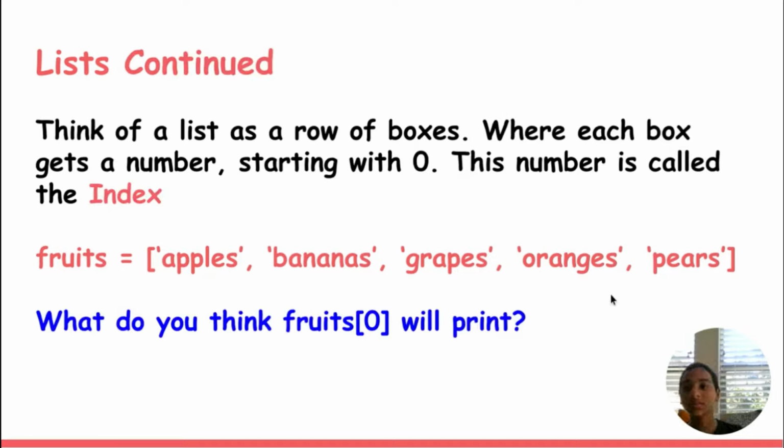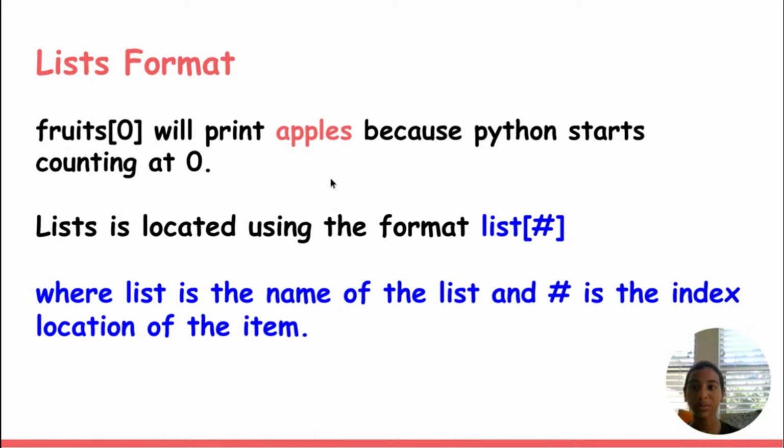Think of a list as a row of boxes where each box gets a number starting with 0. This number is called the index. So here, fruits, see, it starts with 0. Apples is 0, bananas is 1, grapes is 2, oranges is 3, and pears is 4. What do you think fruits 0 will print? This will print apples because Python starts counting at 0 on lists. It's located using the format list[number], where list is the name of the list and the number is the index location of the item.